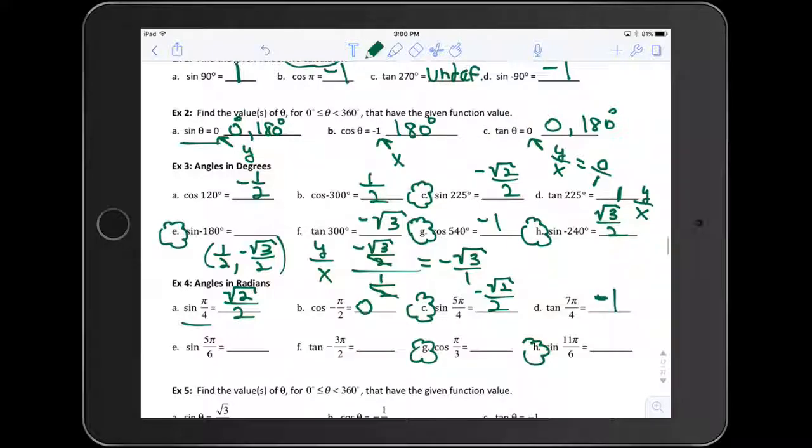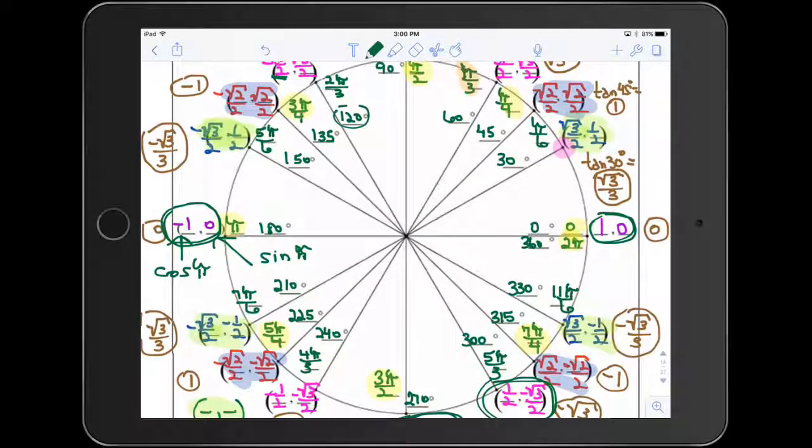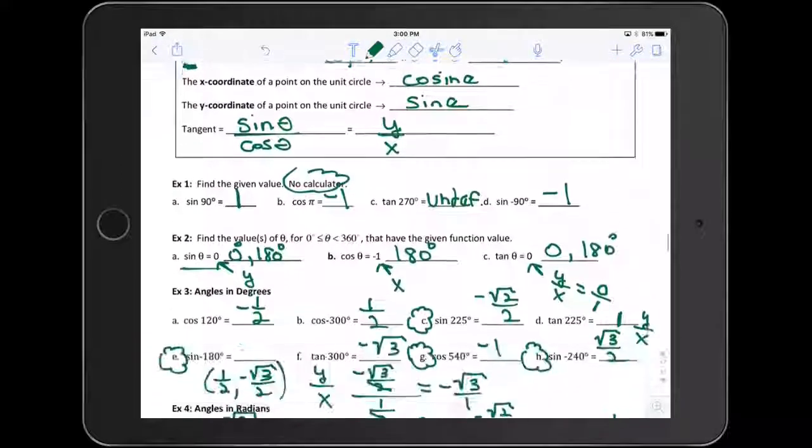So 5 pi over 6, I can come over here, and again, for some of you, I know at this point you can figure this out very quickly. I'm rotating to 5 pi over 6. Here's the point I'm looking at. We're talking about the sine, which is the y-coordinate, so that is 1/2.